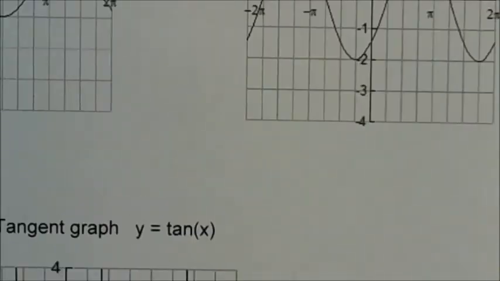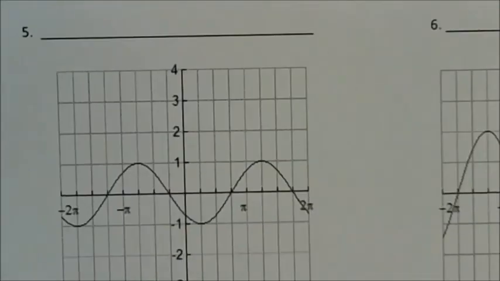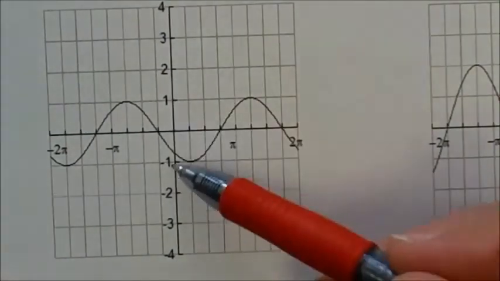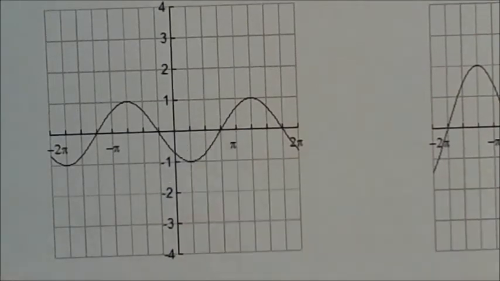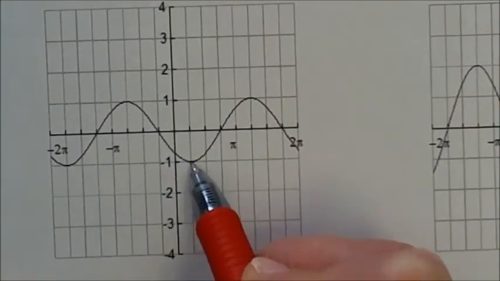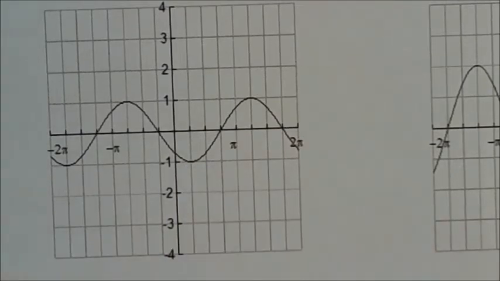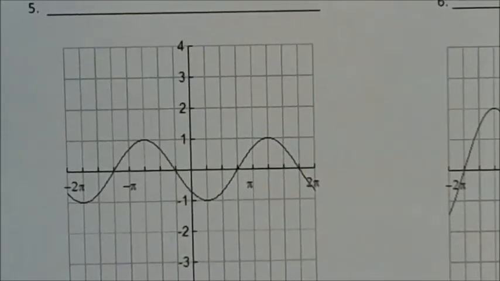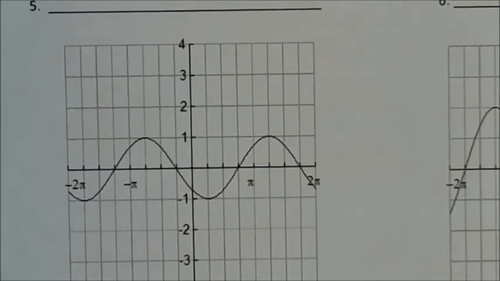Some more practice on the next page. Number 5. Okay, I look at this and it's not starting at the origin, and the point here, this minimum, that also is not on the y-axis. So whether it's sine or cosine, both have shifts. Right? They both have shifts here.